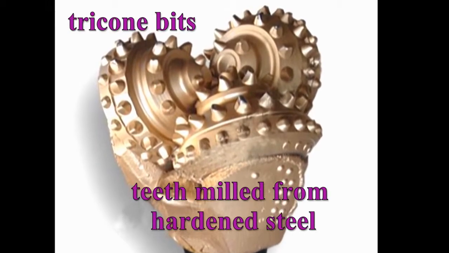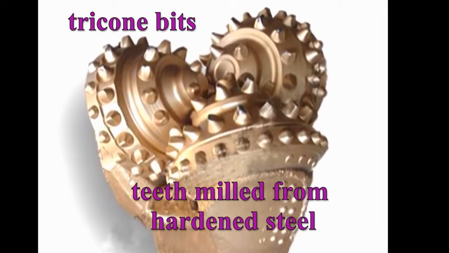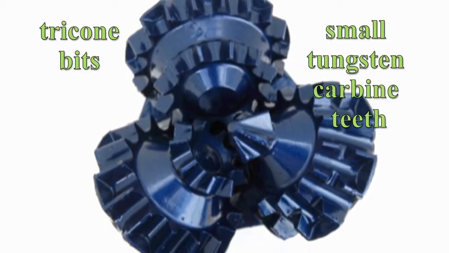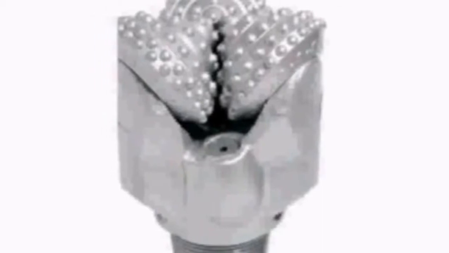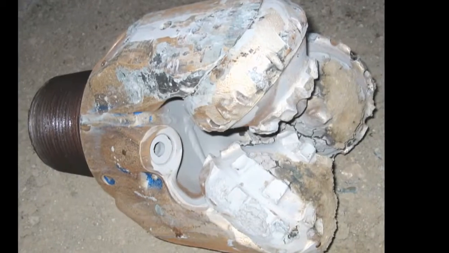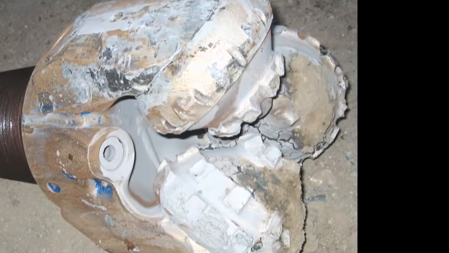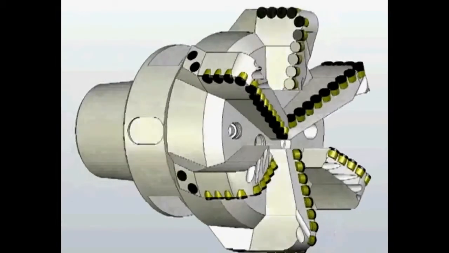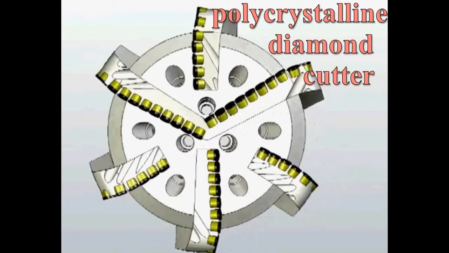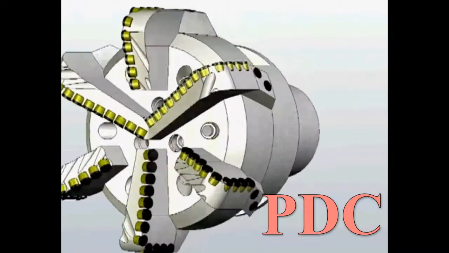Tricone bits can have teeth milled from hardened steel, or, for harder rock, small tungsten carbide teeth inserted into a steel cone. Regardless of the material used, the teeth eventually wear down and the drilling rate slows, requiring that the drilling bits be replaced. A new improvement in the materials used for drill bits is the polycrystalline diamond cutter, or PDC.